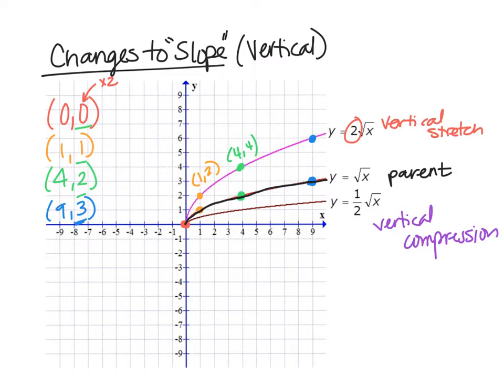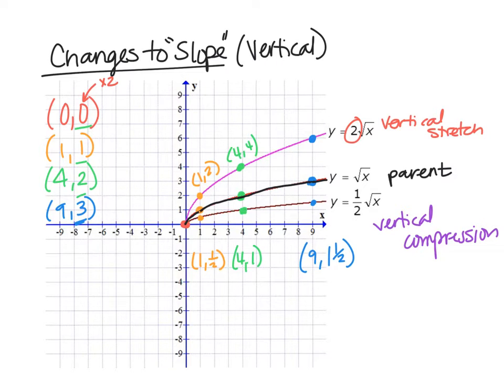So this original point in red that was at 0, 0, now it's going to still stay at 0, 0, but my orange point, instead of being up at 1, it's only going to be at 1/2. That's at 1, 1/2. This green point, instead of being at 2, is pushed down to 1 because I'm cutting it in half. So now that's at, let's see, 4, 1. And then my blue point, instead of being at 3, we're going to cut that in half, and it's going to be at 1.5 rather.